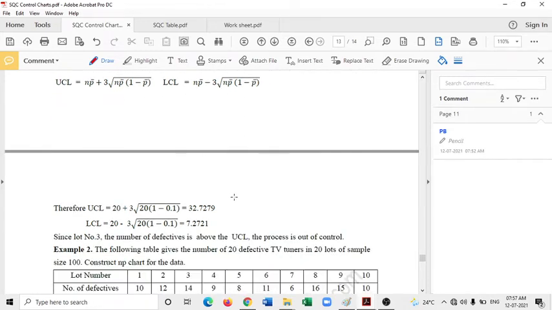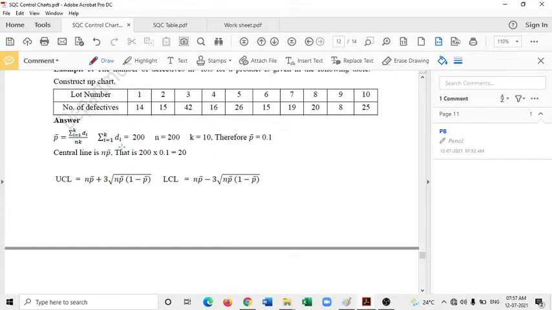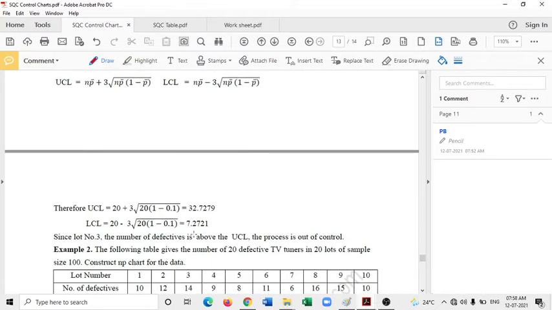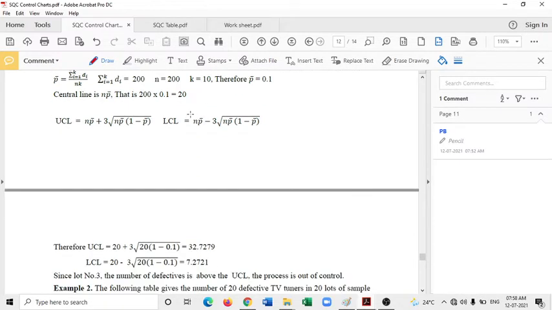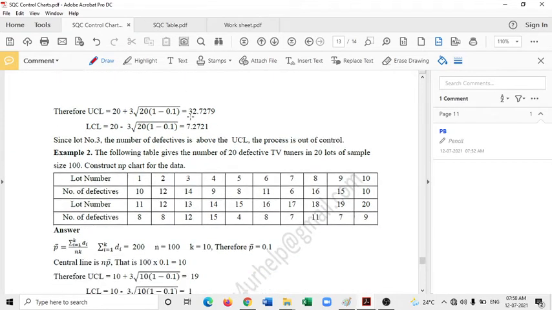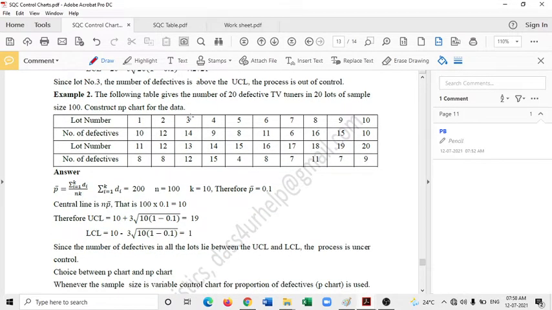We substitute the values and we find that for item number 3, the number of defectives is above the UCL and beyond the limits. For item number 3 we get 42 defectives, but the control lines are at 32 and 7. So this is a point where the number of defectives goes beyond the limits offered by UCL and LCL. Therefore, we say the process is out of control.